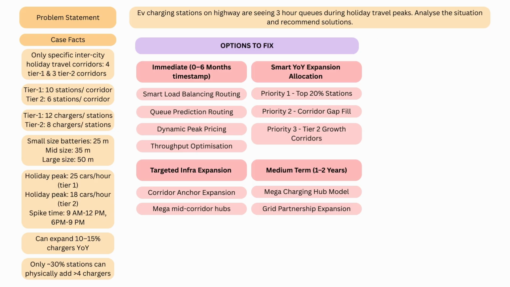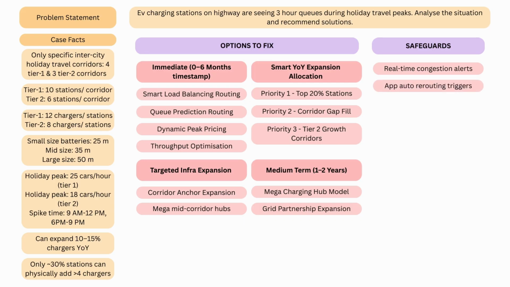Then we move on to safeguards. This includes real time congestion alerts. These are system notifications when station queues or utilization cross critical thresholds. App auto rerouting triggers help automatically redirect drivers to alternate stations when congestion is detected. Holiday demand forecasting, predicting charging demand spikes during holidays using historical and travel pattern data. Station stress early warning system, monitoring leading indicators, that is arrival rate, session time, uptime, etc., to flag stations likely to overload soon.